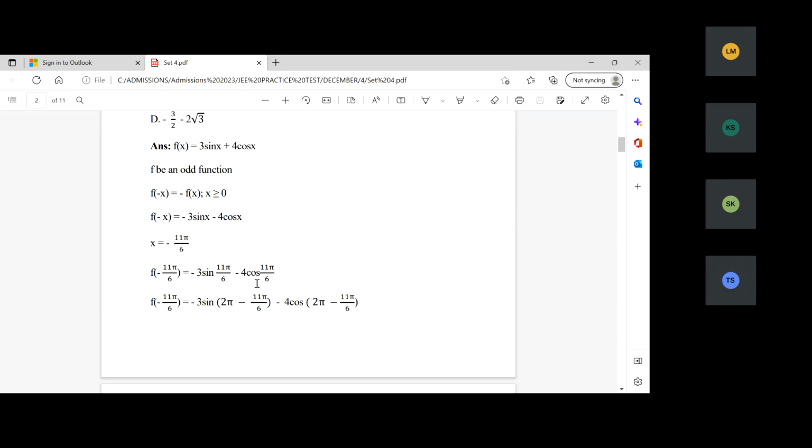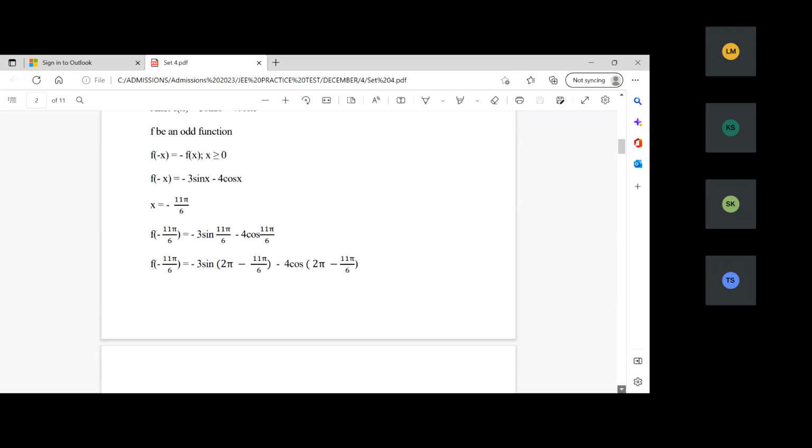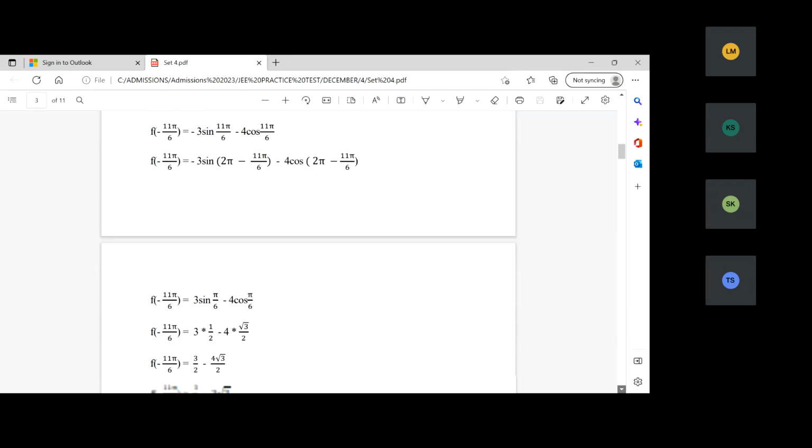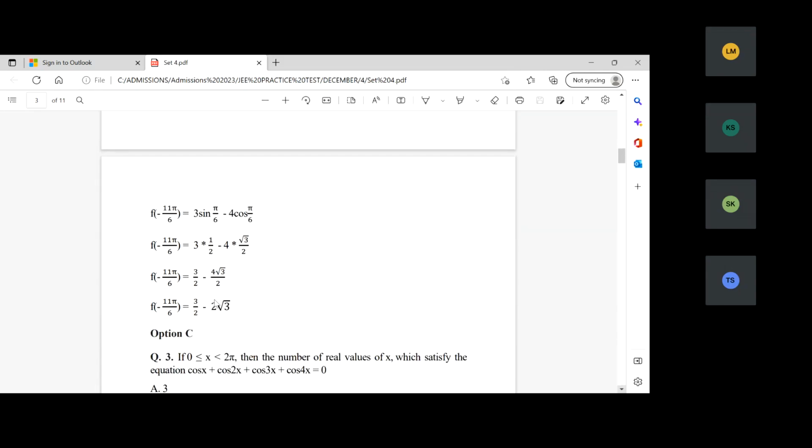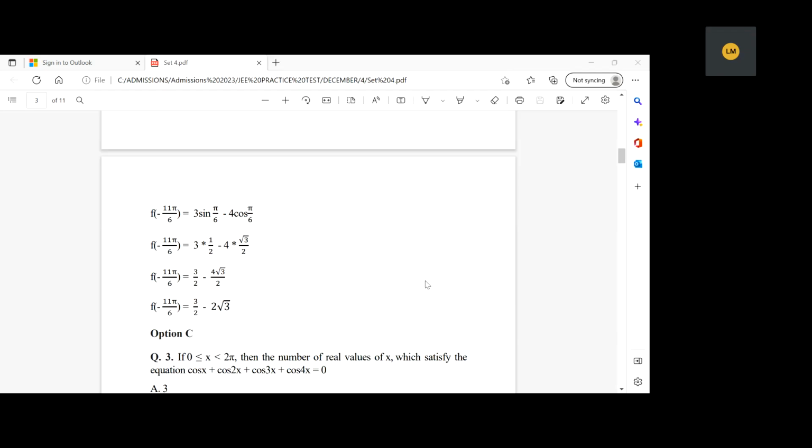So what will this value be? I'll be able to replace this as 2 pi minus 11 pi by 6. It's just the simple part. You can just subtract this, substitute for the sine and cos values, and you have the answer. F of minus 11 pi by 6 is equal to 3 by 2 minus 2 root 3. I hope it's clear. It's a very simple question and it will not consume much time.